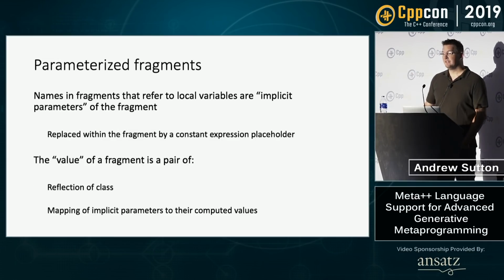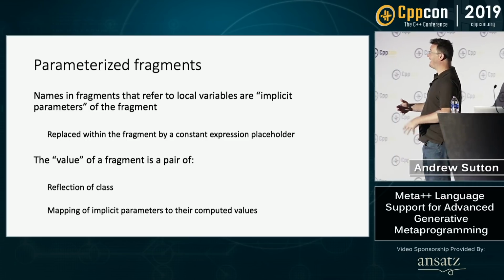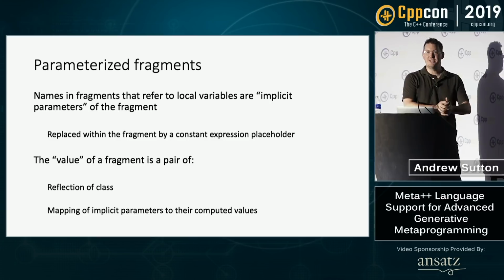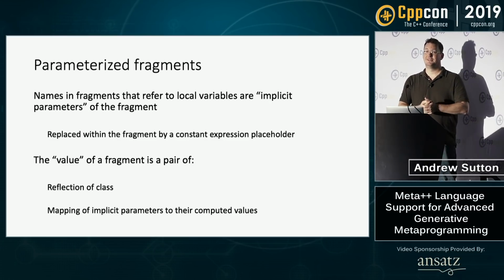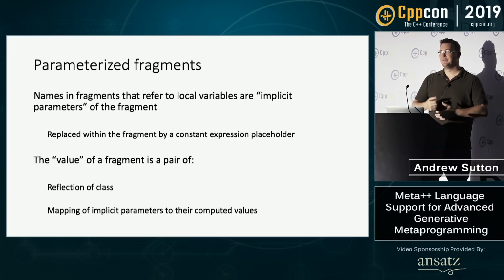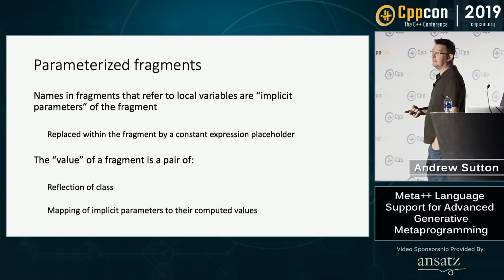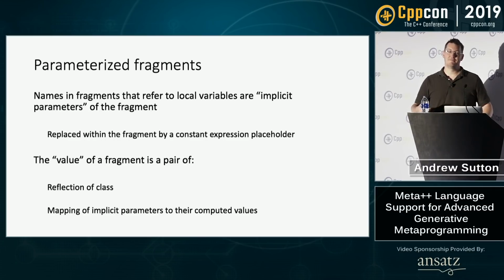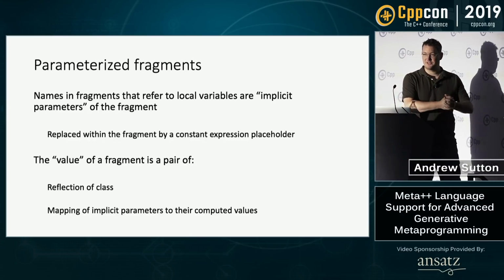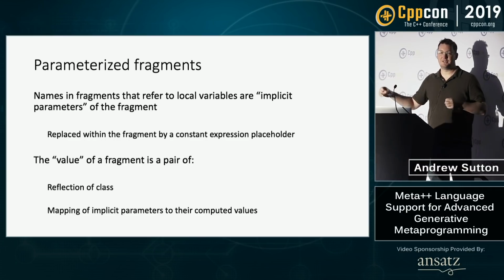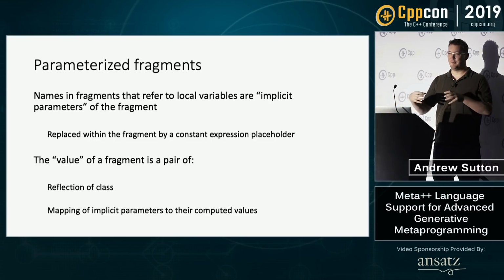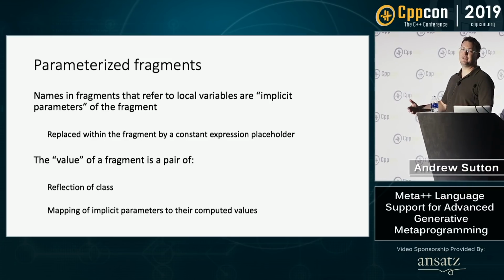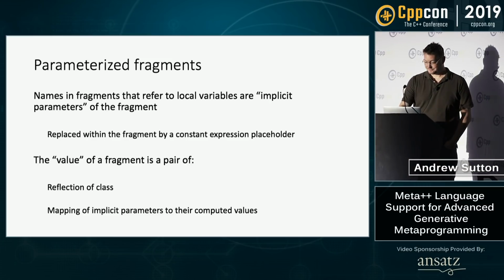Because we have these placeholders, when you think about the actual value of the fragment, when you evaluate this at compile time, during constant expression evaluation, the value of a fragment is actually two things. It's not just the reflection of the class. It's also this mapping of those implicit parameters, those placeholders, to the values that we've just computed. So there's a little contextual, almost like a closure that follows around this fragment that we're going to rely on later to generate code.